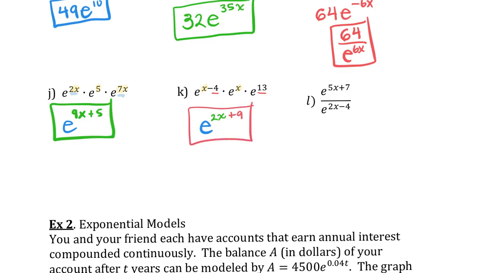Okay, one more. We're dividing, so I'm going to subtract the exponents. So what do I do? If I do 5x minus 2x, I get 3x. Now be careful in the next part. If I do 7 minus -4, I get 7 plus 4, which is 11. So I have a 3x and a positive 11. And even though it looks weird, that's my final answer.